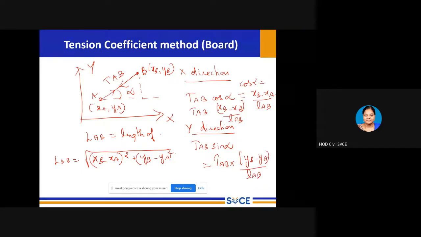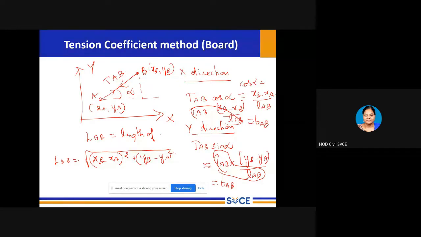So now we have resolved this tensile force TAB along the two perpendicular axes, the x-axis and the y-axis. So along the x-axis, the force is TAB into XB minus XA divided by LAB. Similarly, along the y-axis, it is nothing but TAB sine alpha, which is TAB into YB minus YA divided by LAB. Now I'm going to replace this TAB divided by LAB by small tab. And similarly, I'm going to replace this by small tab, which is nothing but the tension coefficient.